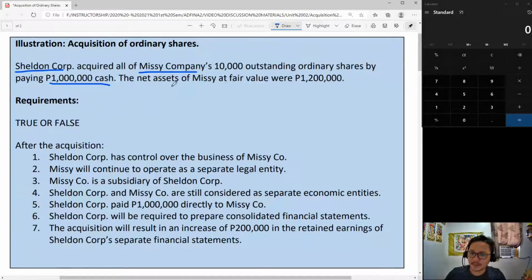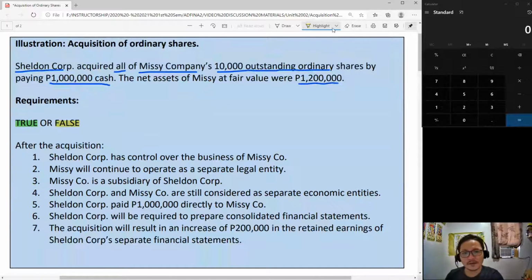The net assets of Missy at fair value were 1,200,000. So you have that. This is the only given: 1 million acquisition cost and 1,200,000 net assets. The acquisition cost is for all 10,000 outstanding ordinary shares. So let's answer a few questions. True or false? After the acquisition, Sheldon Corporation has control over the business of Missy Company. So, true or false?